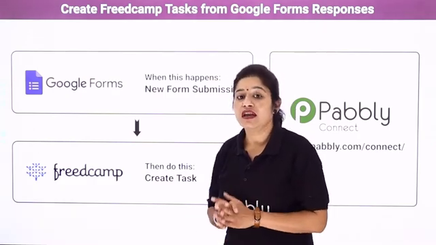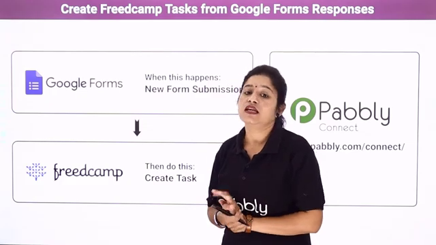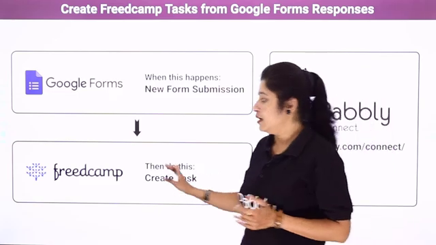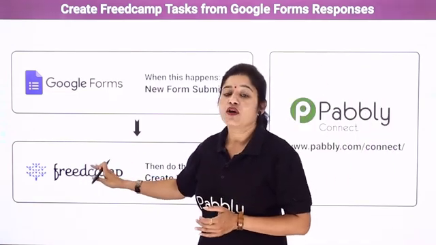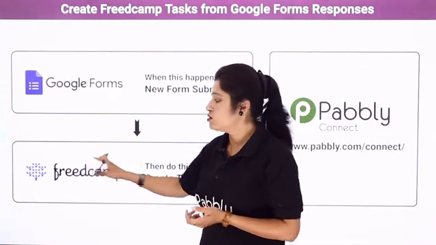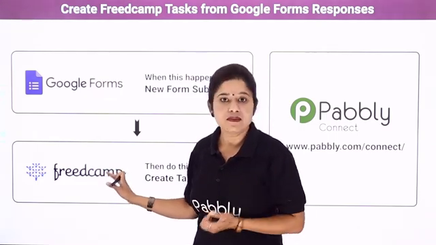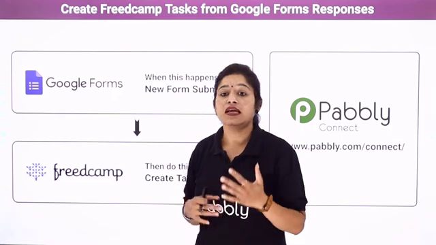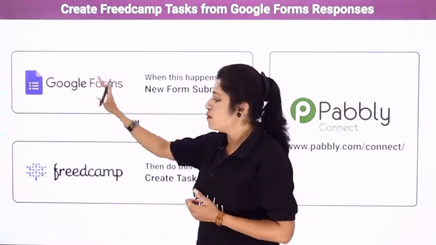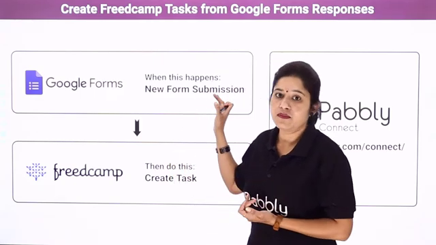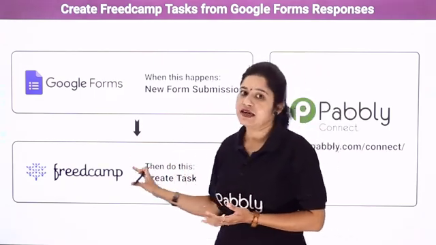Now you want that whenever any of your customers fills the issue form, automatically a new task should get created in your Freecamp account, because your technical and support team is using Freecamp and they can stay responsive to the form submissions. For this, we need to create a connection between Google Forms and Freecamp so that whenever an issue is received through the form submission, automatically a task is generated.